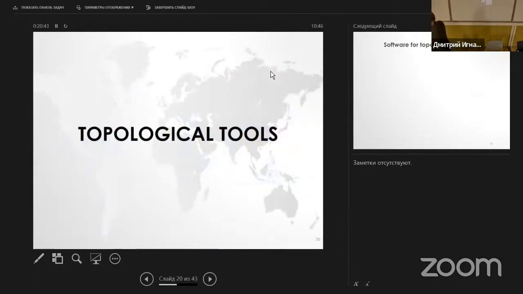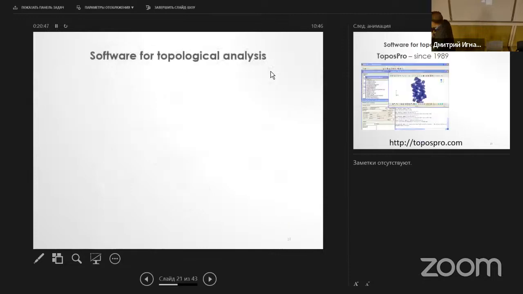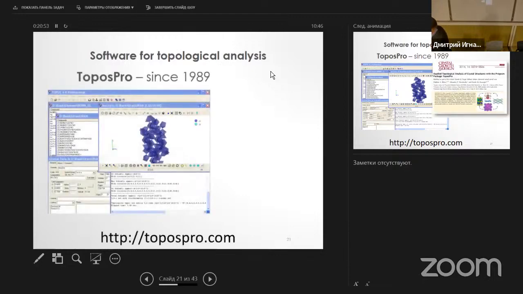Now, some words about topological tools. We develop special software for analysis of crystal structures. It's called ToposPro. You can download this software from our website. It's free.